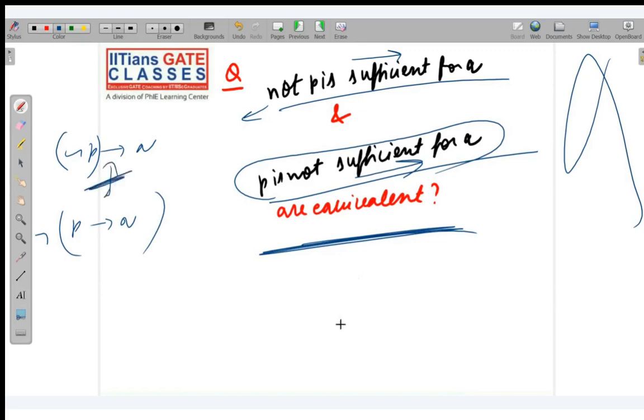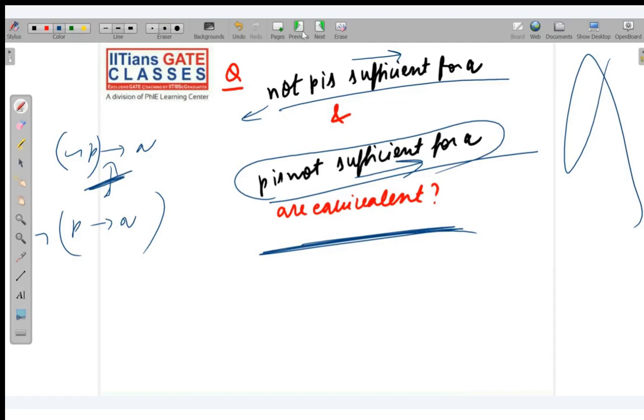Please try to follow it. In English you will say not P is sufficient for Q or P is not sufficient for Q, one and the same thing, but they are not equal. I have proved it by logic. Not P is sufficient for Q is not P implies Q. And what is this? P is not sufficient for Q. If I say P is sufficient for Q, you will say P implies Q. I am saying P is not sufficient for Q, so you will apply not to the entire thing. Okay, so both are not equivalent.